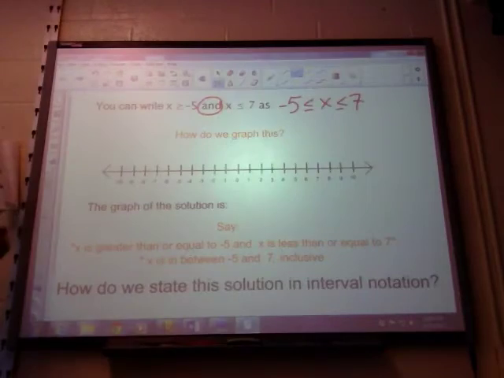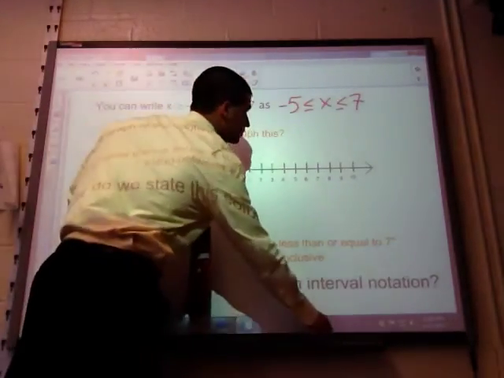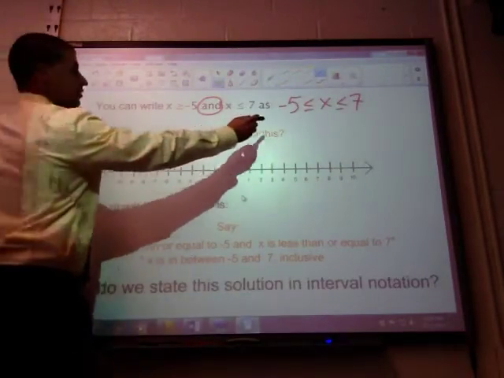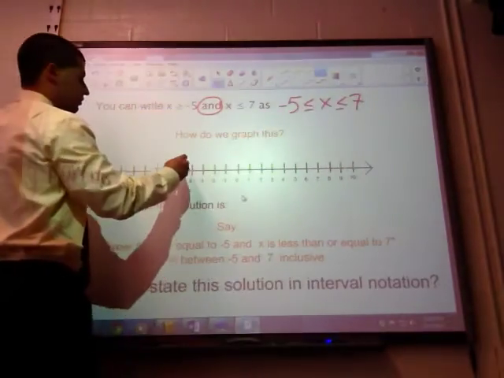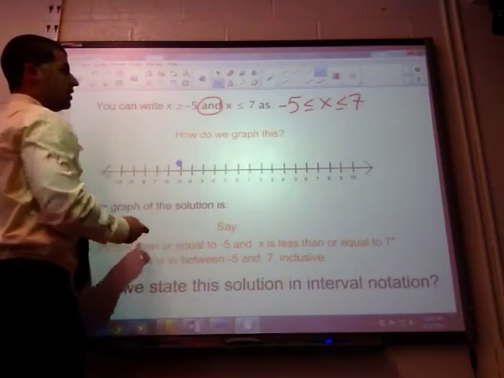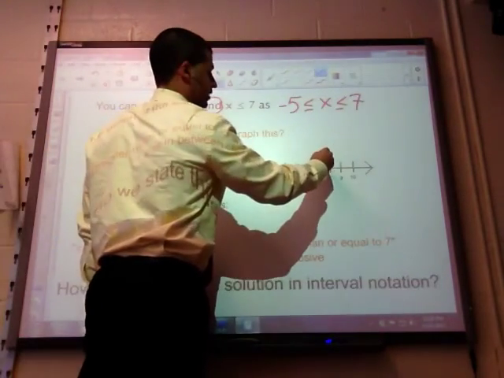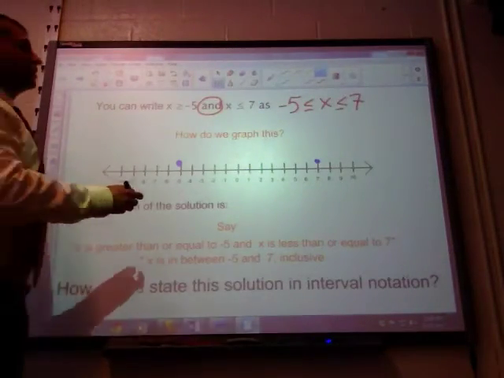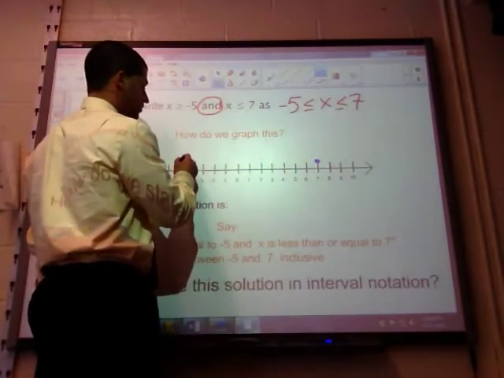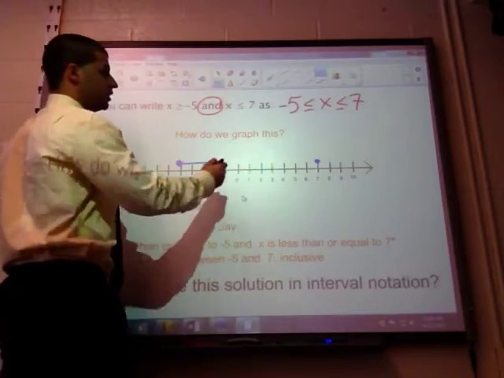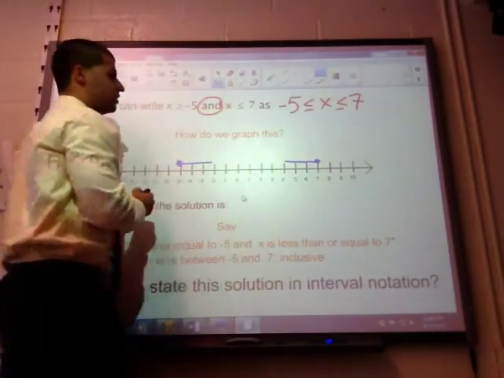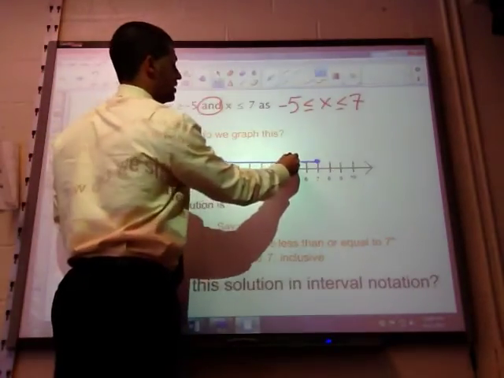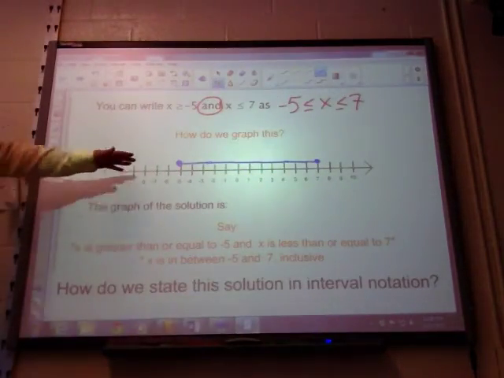So next part is how do we graph it? At -5, which is our lowest point, we have a closed circle because of the or equal to. And at 7, we also have a closed circle because of the or equal to. Now, the x falls in between. If we continue to extend our lines, they'll meet up and connect in the middle. And that's an "and" inequality.